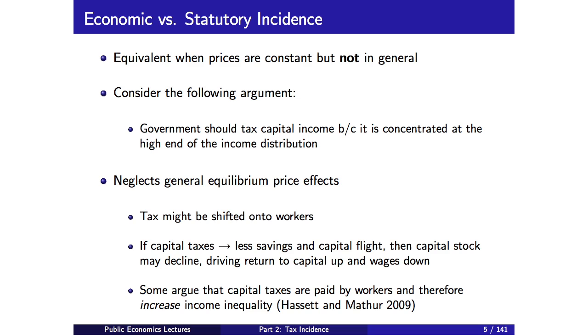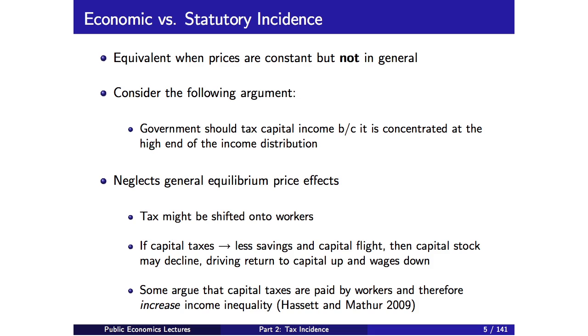So consider, for example, to see why this is important, the following argument. So many people think that the government should tax capital income more, like capital gains, dividends, interest income, because it's concentrated at the very high end of the income distribution, right? So you hear, for instance, that Mitt Romney paid an average tax rate of 13% on his income, and many people think maybe we should have higher tax rates on people like him who are earning a lot of capital income. But that argument is basically one that's based on statutory incidence and does not think about economic incidence, in particular neglects general equilibrium price effects.